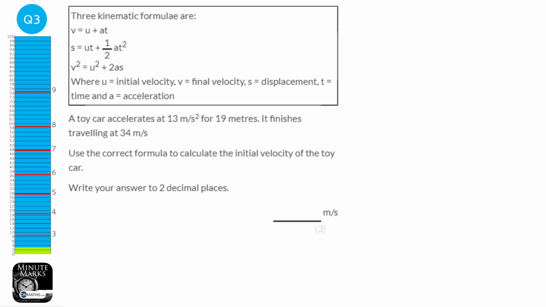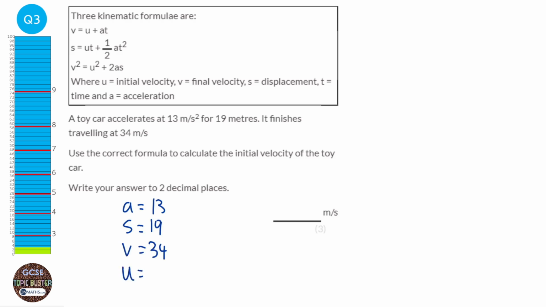So let's look through this question to see what information we're given and what information we're looking for. So we're given the acceleration is 13 meters per second squared. We're also given the distance is 19. And we're also given the end velocity, which is v, is 34. And we're looking for the initial velocity. So which of these formulae include a, s, v, and u? That's got a t in it, that's got a t in it, so it's going to be this one here. So let's write that out.